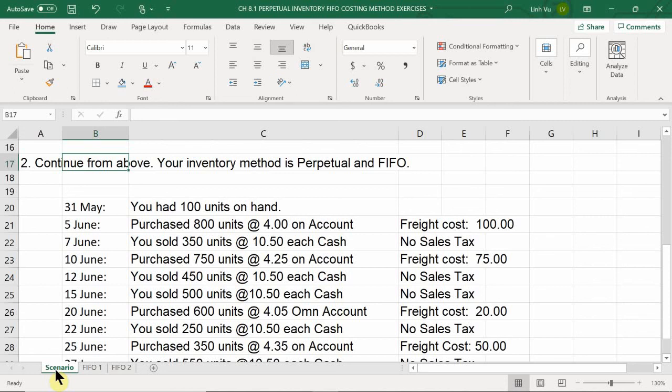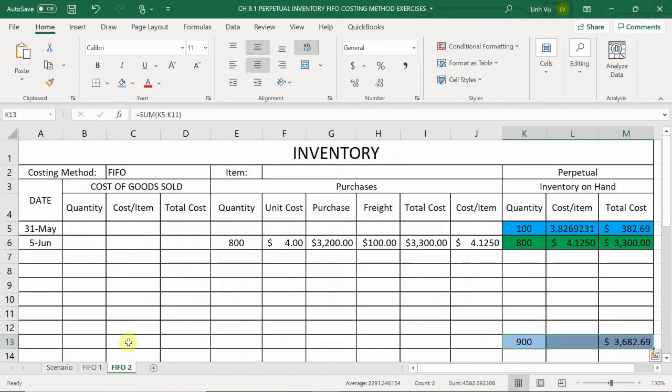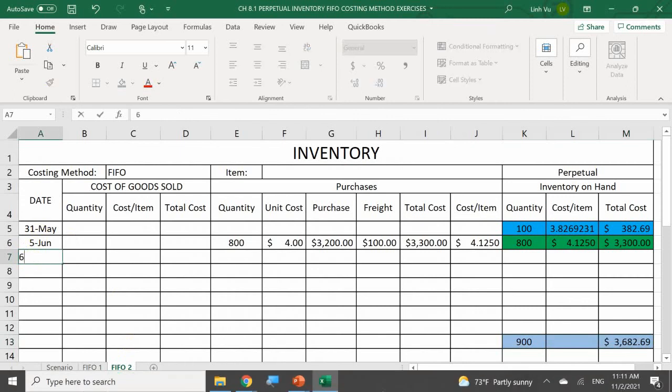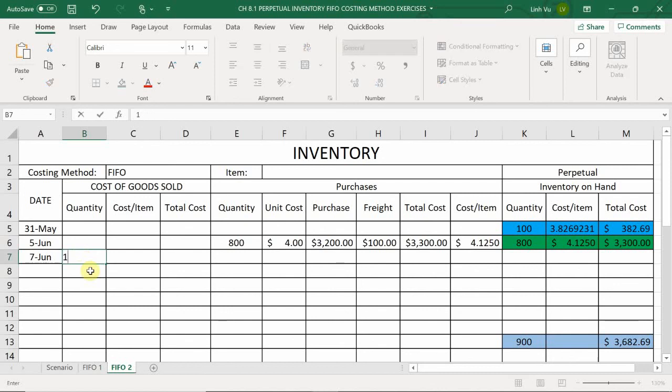From here, you sold on June 7th 350 units at $10.50. So we're going to say this is June 7th. We sold 350 units. Let's look at my batches of inventory. I definitely have enough to sell 350 units, but in terms of batches, I don't. I have to split my batch once again. So my first one is going to be my first 100 items, and then I need to sell 250 more to get 350.